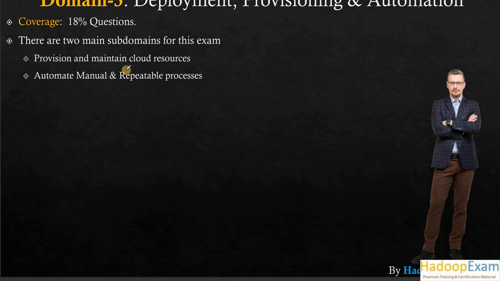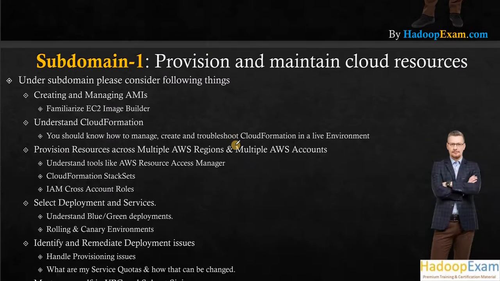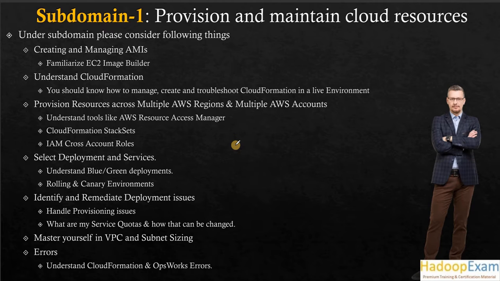These are the two subdomains: provision and maintain cloud resources, and automate manual and repeatable processes. Let's go through the details rather than wasting much time on that. What you need to understand here in the subdomain, please consider the following things. You should be able to create an Amazon Machine Image.